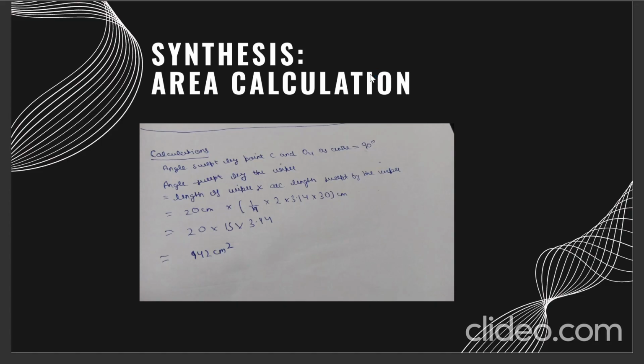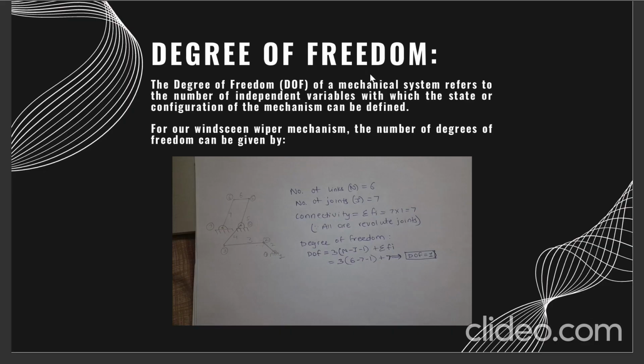Then to calculate the area, we've considered an angle swept of about 90 degrees, as that is what was convenient to us in our MATLAB simulation. Calculating the area swept, we find it to be about 942 centimeters square. Then the degree of freedom has been calculated through the standard formula that was used in our kinematics of machines course. We found it to be around 1 for this system.